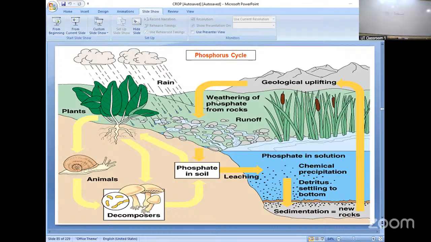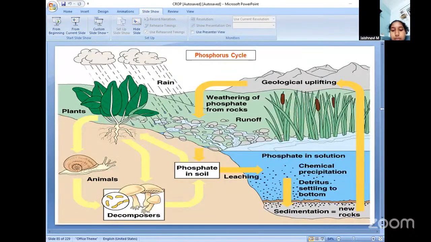So weathering of rocks can be through lightning, wind, or sun. You must have studied weathering of rocks, how it is done. These rocks form soil, and the phosphorus present in the soil is taken by plants, and again the cycle continues. This is the phosphorus cycle. Got it?